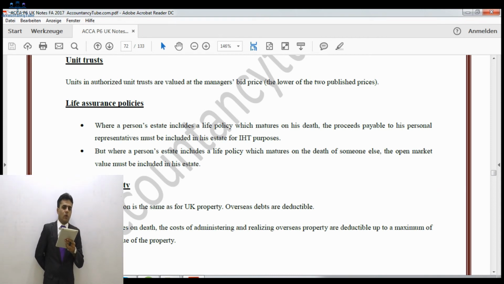Now, if we have an overseas property, and we want to realize the value of that, we want to bring the money over, then we might have to pay some taxes. We might have to pay the solicitor in that country. So there will be a few deductions. Up to 5% of that can be deducted out of that.